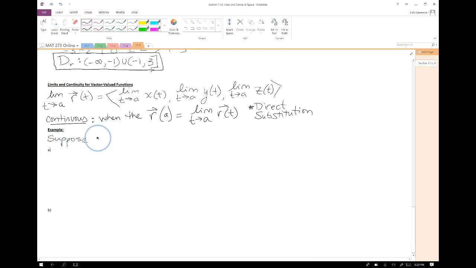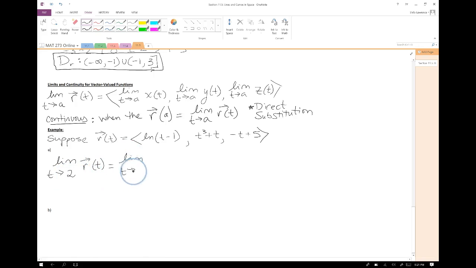So one more quick example. Let's suppose r of t is a vector valued function and it has components natural log of t minus 1, t cubed plus t, and negative t plus 5. We want to calculate the limit as t approaches 2 for this vector valued function, which really means we just need to calculate the limit as t approaches 2 for each of our component functions.